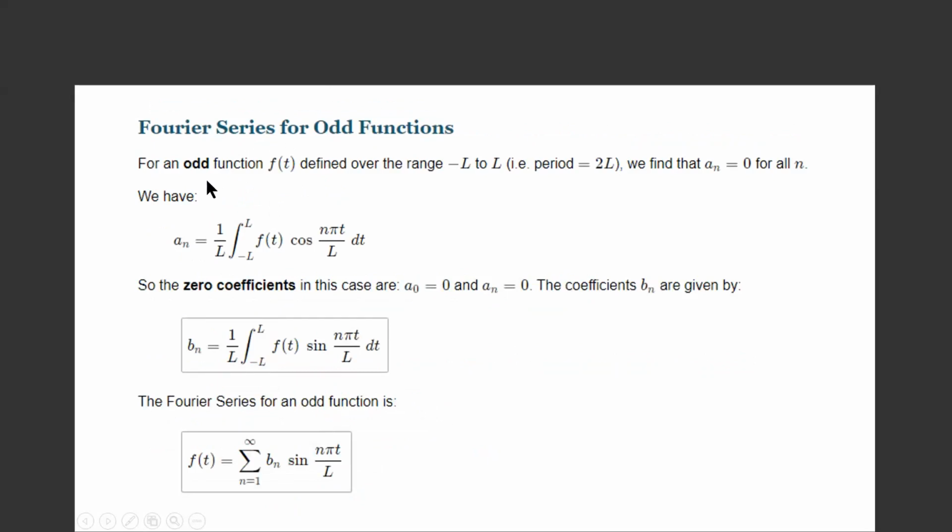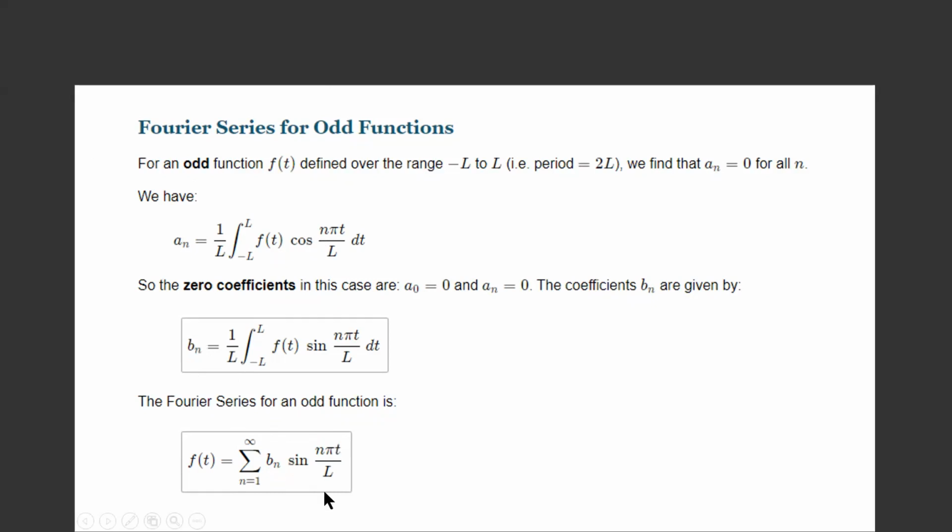What about if your function f of t is odd? What does it mean f of t is odd? It means when you replace t by minus t, I will have the same function multiplied by minus, right? Or the graph of this function will be symmetric with respect to the origin. Okay, so I know my function is odd, so I will not have any even part. The even part is related to the cosine, because cosine is even. So this cosine will disappear in the Fourier series of the odd function. So an and a naught will be 0.